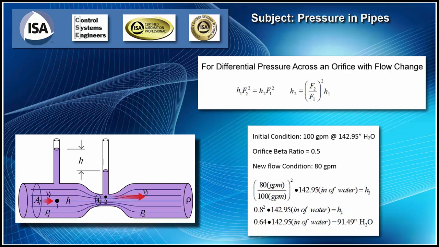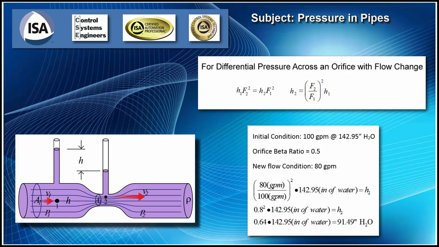Our initial conditions, 100 gallons a minute again. And our orifice produces a differential pressure that is equal to 142.95 inches of water. Remember, we measure our water column, 27.7 inches equals 1 psi. But since it's so small, we measure in inches. And like we said, our orifice ratio for this one will be 0.5. It's half the diameter for the restriction. And we want to know what's our differential head pressure at the new flow condition of 80 gallons a minute. So we take our initial conditions on the bottom, 100, our new condition flow rate on the top, so it becomes 80 gallons a minute over 100 gallons a minute times 142.95 inches of water equals our new head 2.